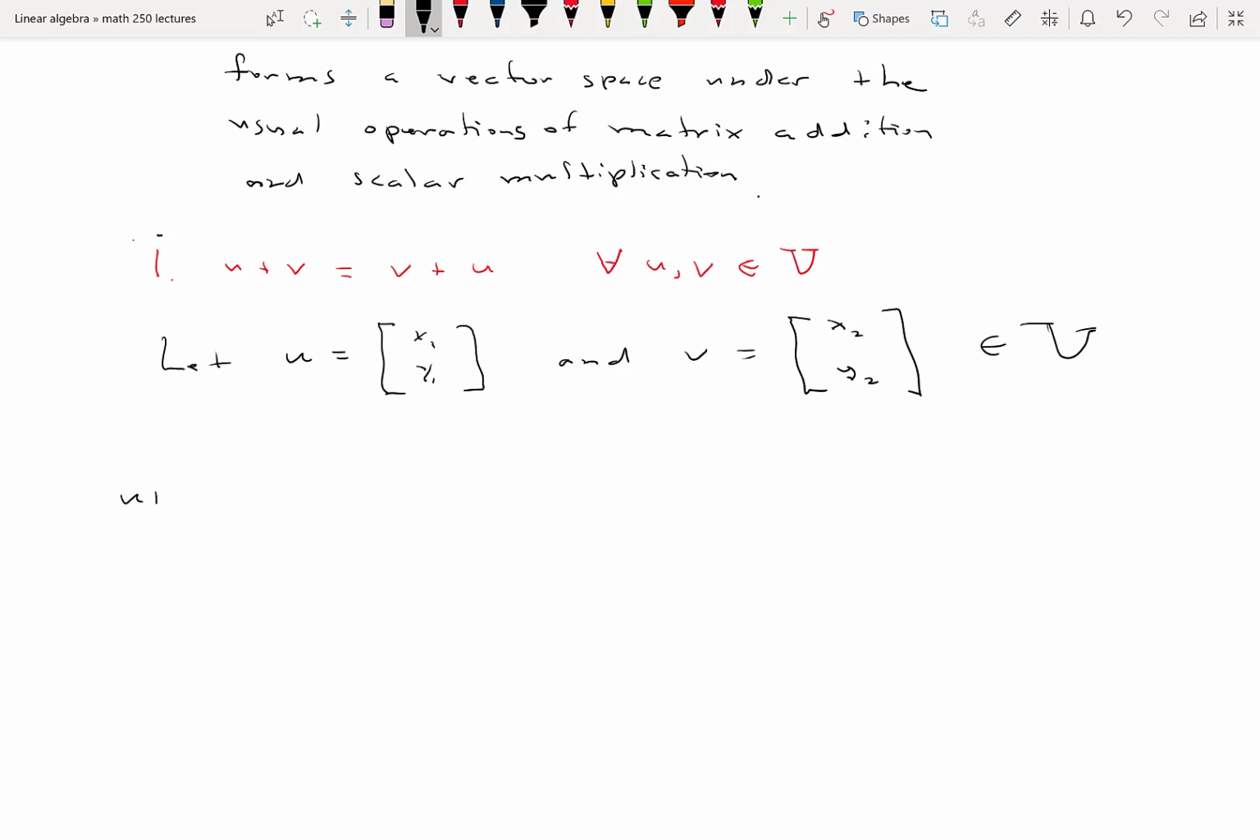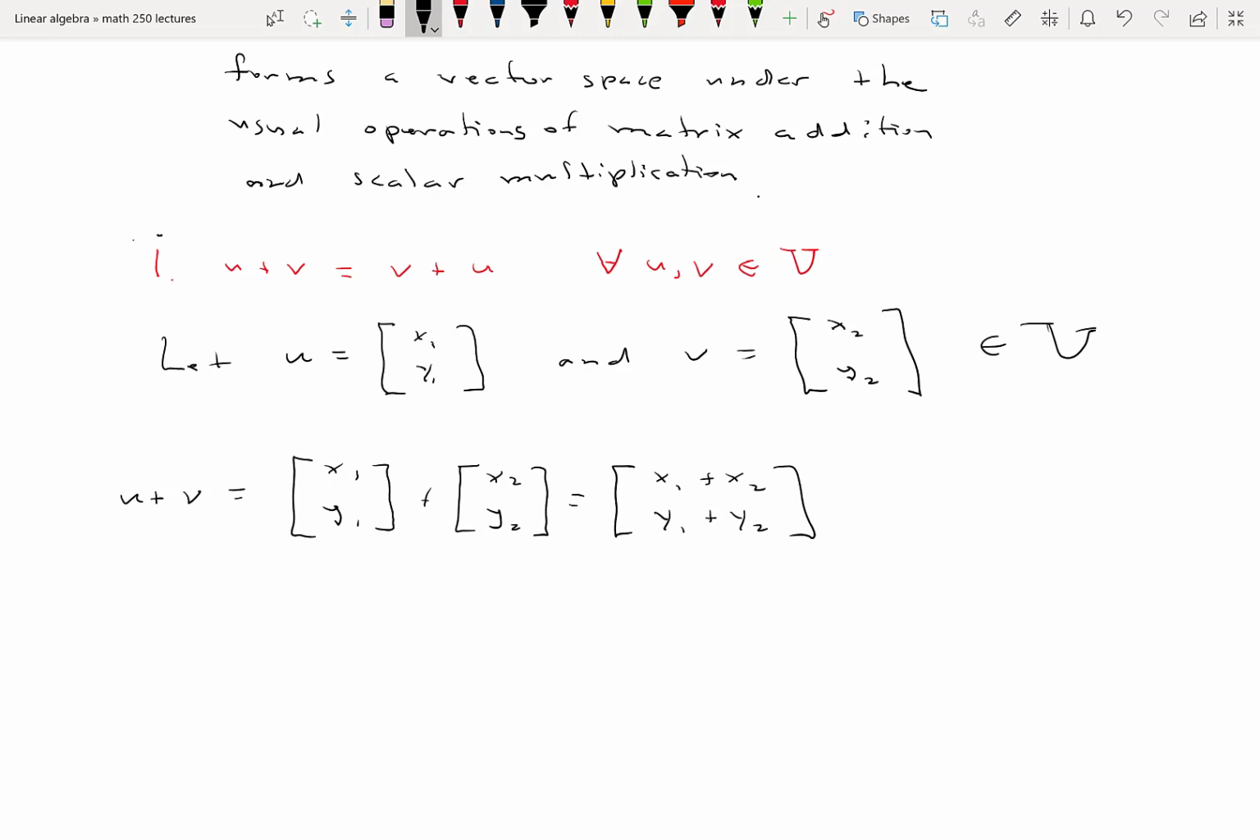So let's do u plus v. Brute force, u plus v. That's x1, y1 plus x2, y2. What's our addition? It's ordinary vector addition, ordinary matrix addition: x1 plus x2, y1 plus y2. You're experts at vector or matrix addition. I need to show that this equals ultimately v plus u.